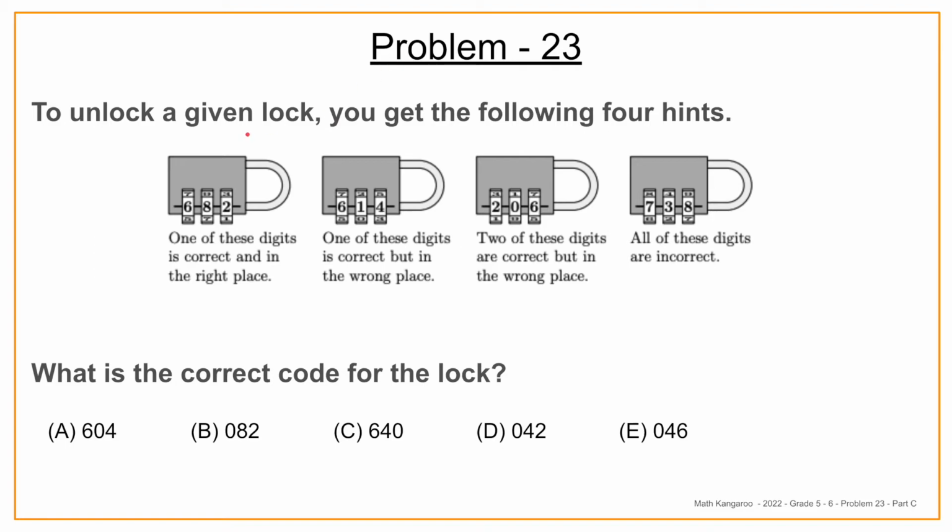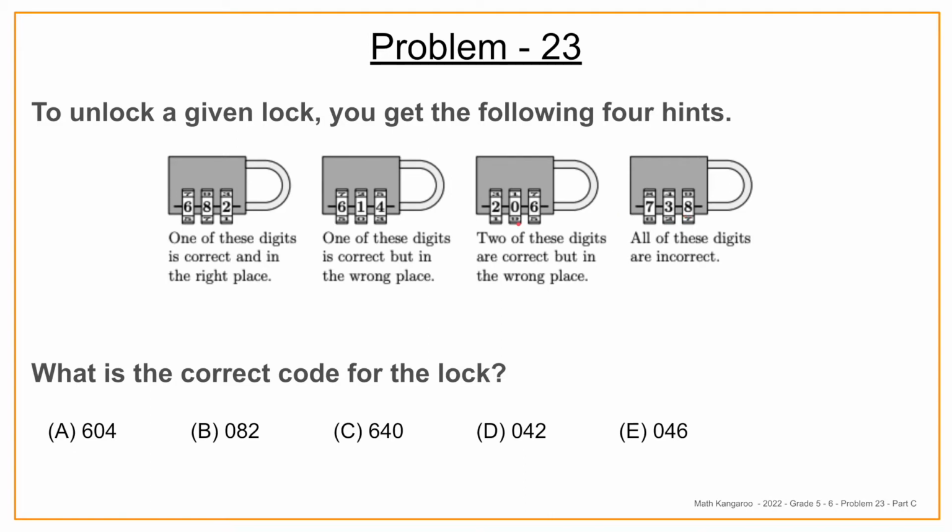Problem 23. To unlock a given lock, you get the following 4 hints. These are our 4 hints. What is the code for the lock? These are our options. Now let's look at the clues step by step. Start with the last clue. All of these digits are incorrect. It says that 7, 3, 8 are incorrect. So any digit in the code that contains 7, 3, 8 should be removed.